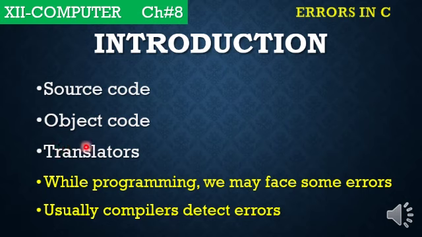We have some translators that translate source code into object code. We write our programs in source code, then the compiler will translate our program into object code. While translating, the compiler can detect some errors. Usually only the compiler detects errors in C language. So let's see what these errors are.